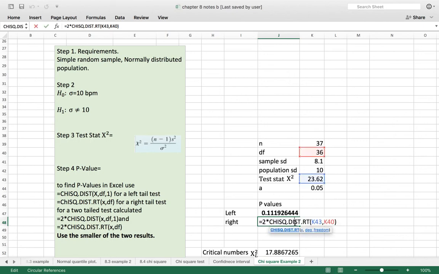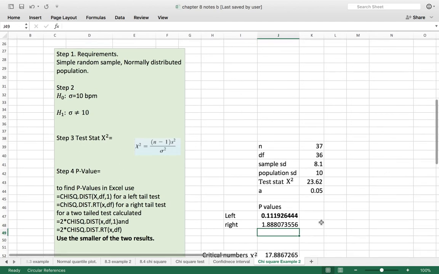And then on the right, we've got chi-square distribution right times 2, and our test stat, and our degrees of freedom. And for the right p-value, you don't need to say cumulative. So that is the right p-value. But the lower of the two p-values is the left one, which makes sense since our sample standard deviation was below 10. So we're going to use this 0.1119 as our p-value.